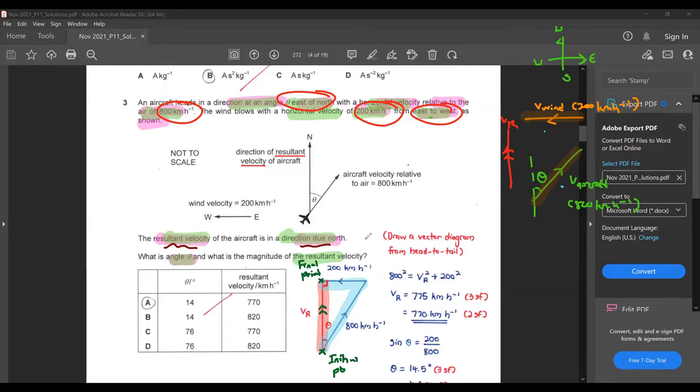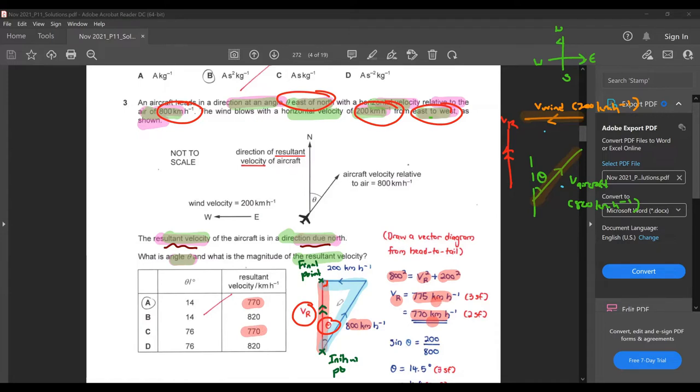You are really just interested in finding the resultant velocity, the magnitude, as well as the angle. Since this is a right angle triangle, you can use Pythagoras theorem, where we know that 800 squared equals VR squared plus 200 squared. The 800 is your hypotenuse, so the other two lengths should be on the other side of your equation. Eventually your VR is going to be 775 kilometers per hour in 3SF. But if you find your answer in 2SF, it will be 770, which is actually the answer here.